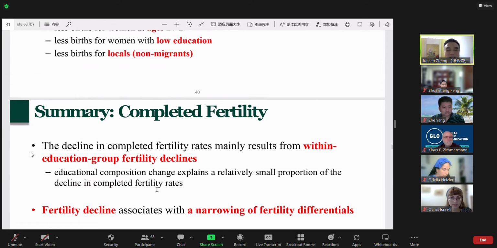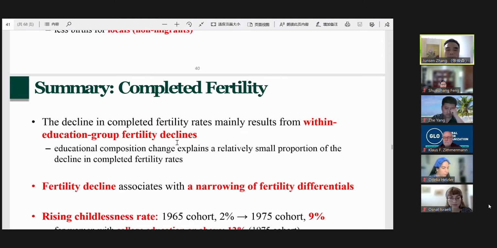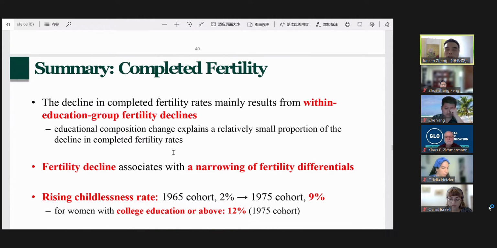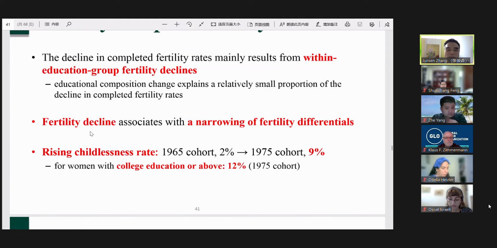And the decline in completed fertility mainly results from within-education-group fertility decline. Composition is a smaller contribution. And the other feature is that fertility decline associates with a narrowing of fertility differential, and the rising childless rate.